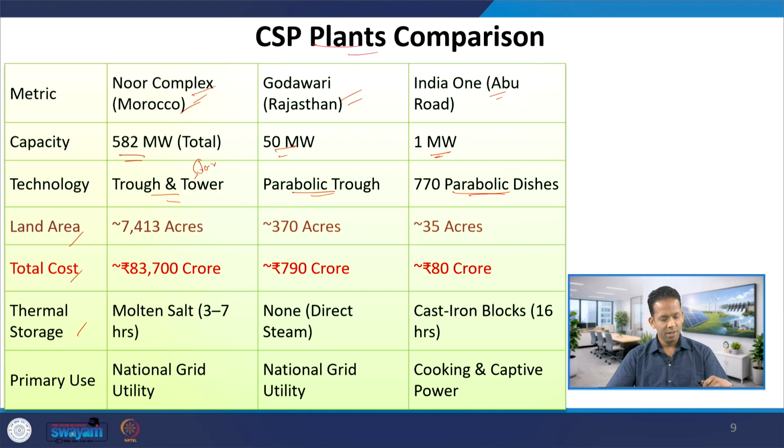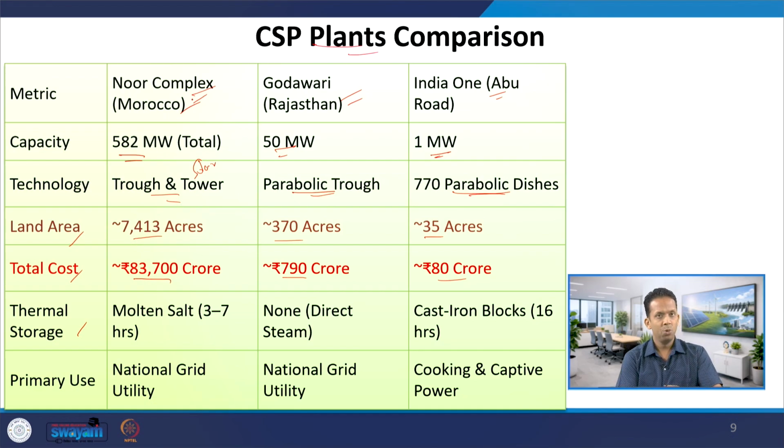So the area where these 3 plants are located varies from 7,000 acres to 300 to 35 acres. And total cost also varies, 83,000 crore, 880 crore. So you can see there is a direct relation of like say 100 times, 1000 times, 100 times, and then almost 10 times of this, 20 times of this. Okay. And capacity is again 50 times, and here it's like 10 times more.